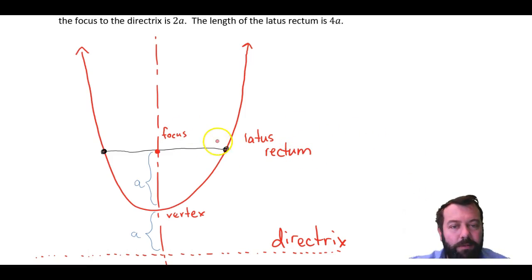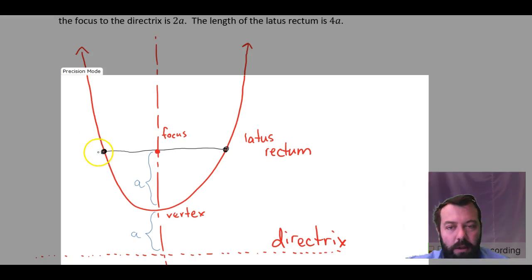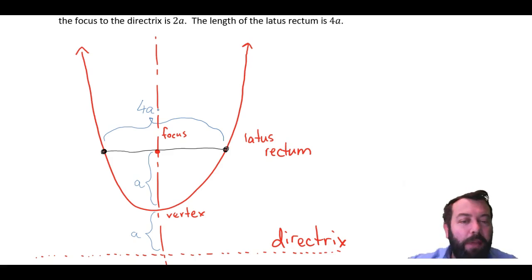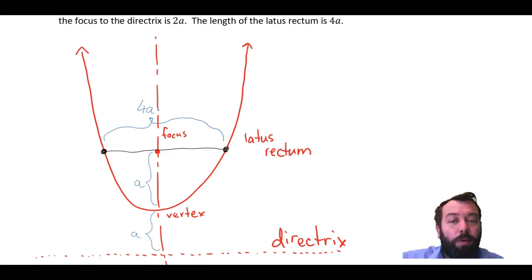Now, if we consider the distance from this end of the latus rectum down to the directrix, it should be twice the focal length, 2a. Then the distance from that end of the latus rectum back to the focus should also be 2a. So the full length of my latus rectum, because of the symmetry of my parabola, is 4a. There we go. And that's most of this new language that belongs to a parabola.